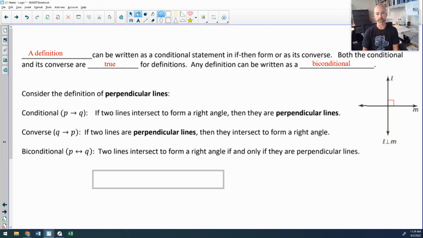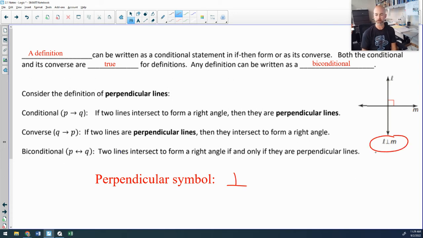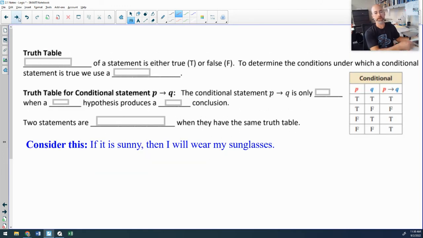And the symbol for perpendicular, we'll use this a lot, is the upside down T. So if you see an upside down T, that means that 2 lines are perpendicular to each other. And you see that right here with the statement that L is perpendicular to M. Line L is perpendicular to line M. So there's a biconditional. And let's look on here.